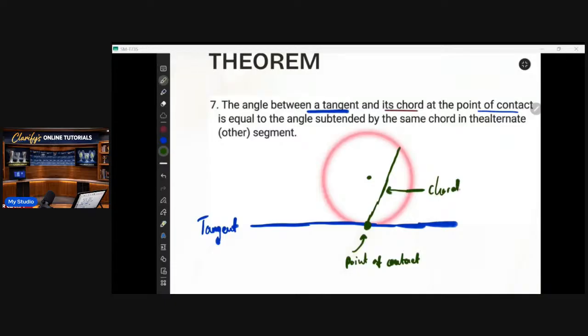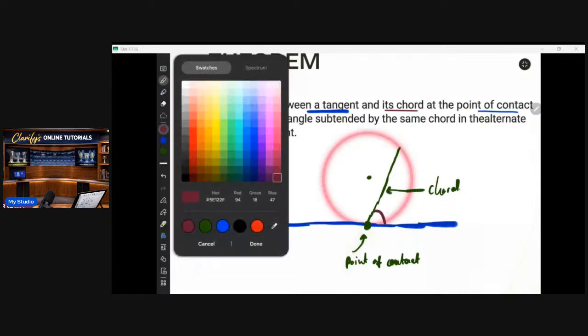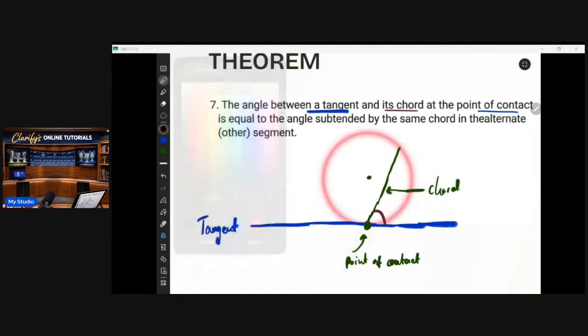So now we have a chord and we have a tangent and we have the point of contact. It's no longer a radius here. It's a chord. So they're saying the angle between a tangent and the chord at the point of contact. This angle here, which we'll call theta. You see, we are able to see the picture because we understand the words. The words are not hard for us. This is theta, the angle between chord and tangent.